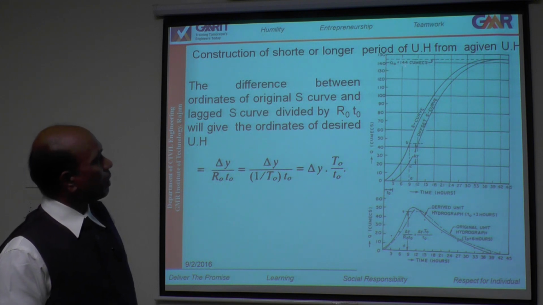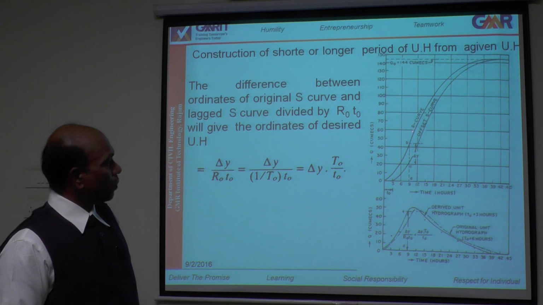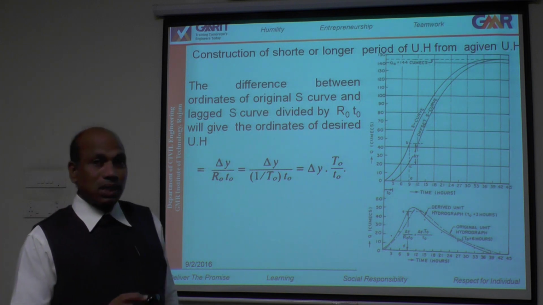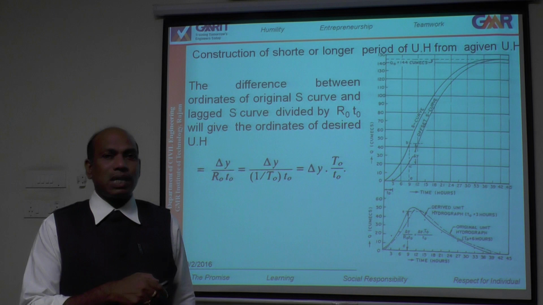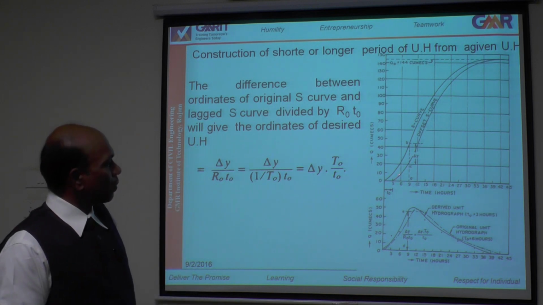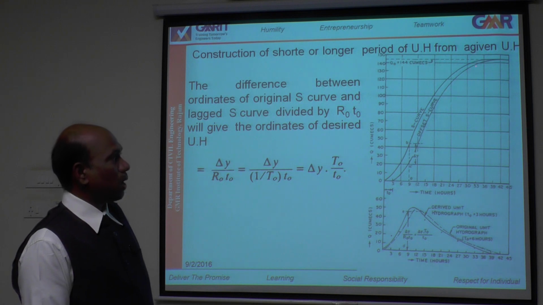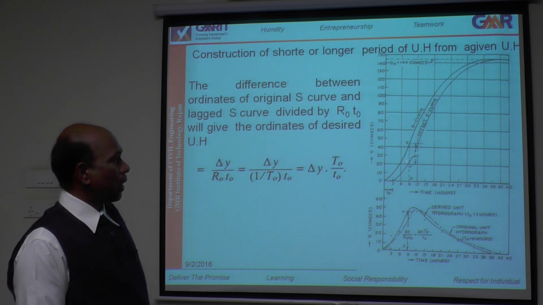Right, here this is the equilibrium discharge, 144, Qmax. We already solved the problem earlier. So by using this S curve, we are going to construct, they have given a 6 hours unit hydrograph, and they want to construct a 3 hours unit hydrograph, so we should follow this procedure. Here we are going to construct another S curve that is lagged by the required, or desired, unit duration of the hydrograph. This is the lagged S curve.